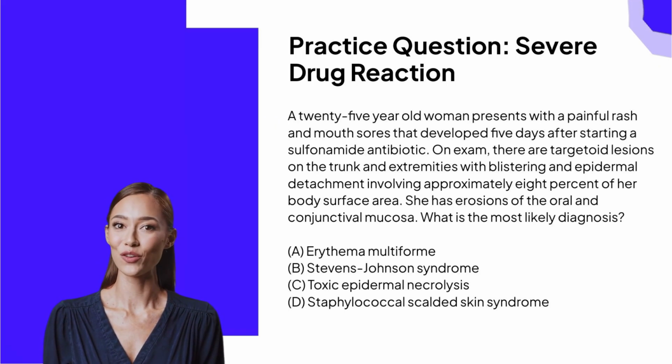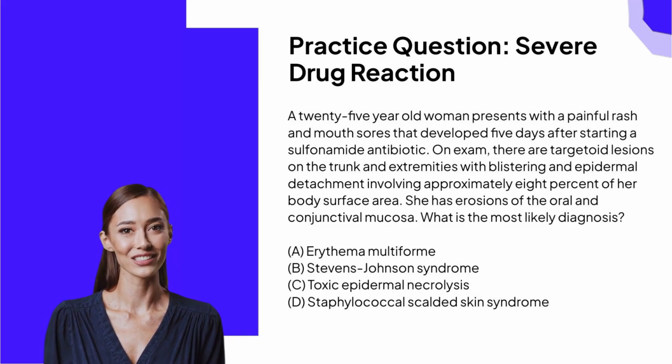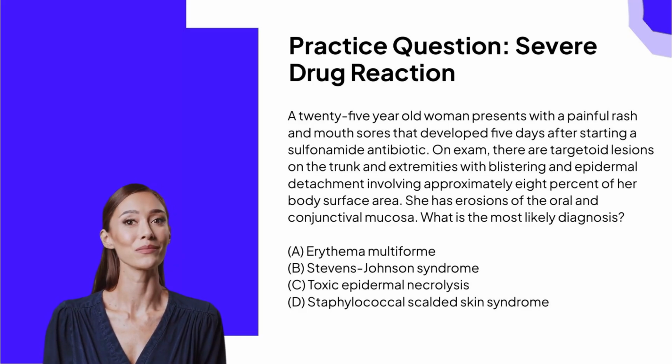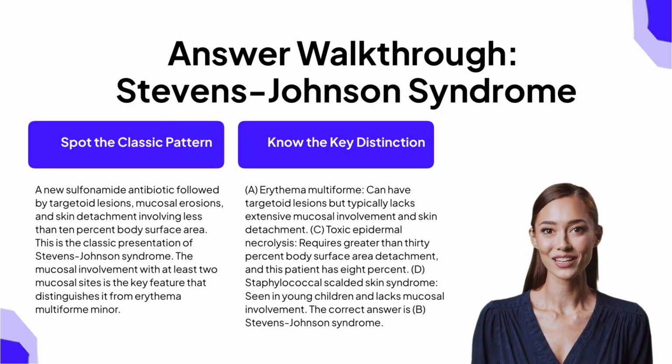A 25-year-old woman presents with a painful rash and mouth sores that developed 5 days after starting a sulfonamide antibiotic. On exam, there are targetoid lesions on the trunk and extremities with blistering and epidermal detachment involving approximately 8% of her body surface area. She has erosions of the oral and conjunctival mucosa. What is the most likely diagnosis? Look for the key numbers and findings in this stem. Let us walk through this answer.